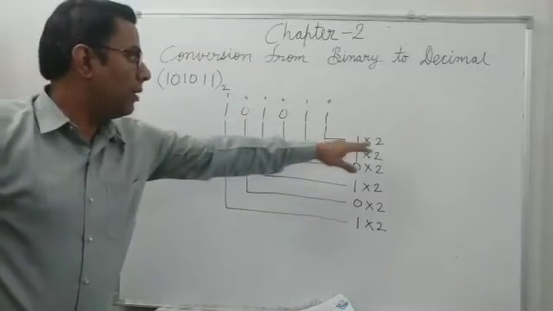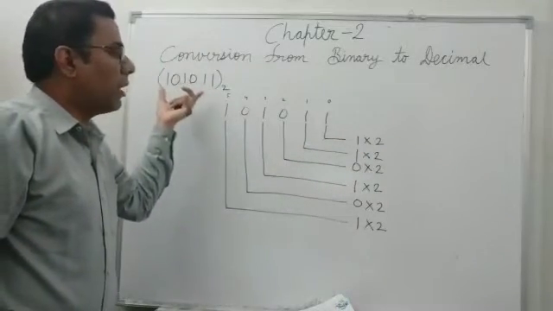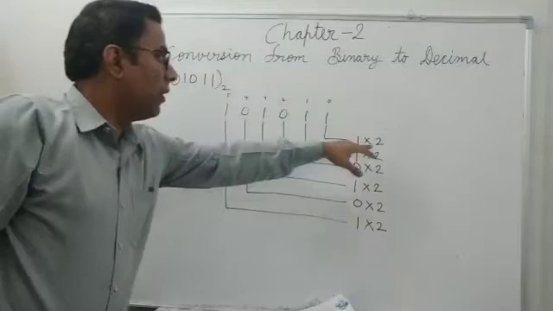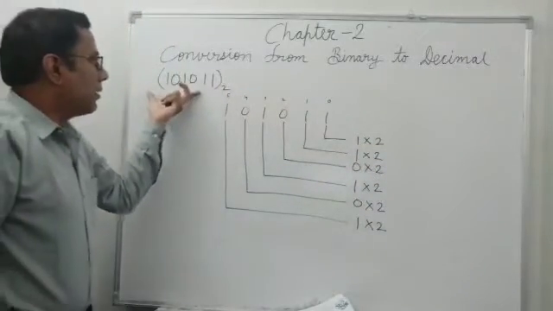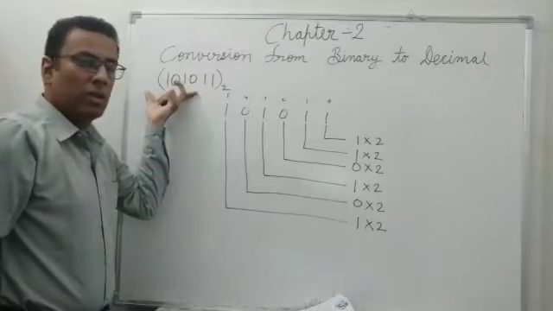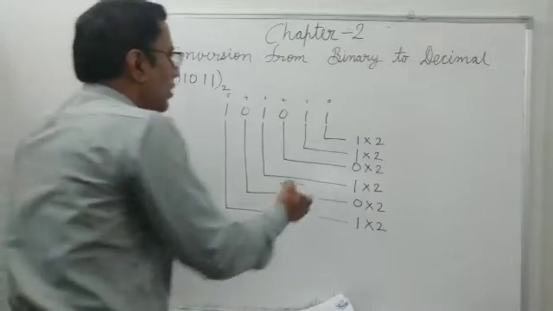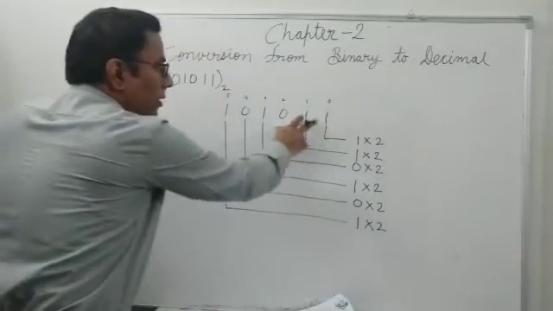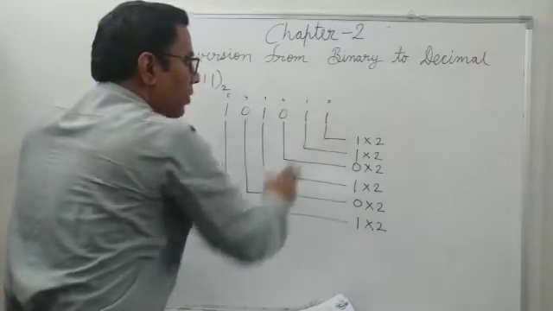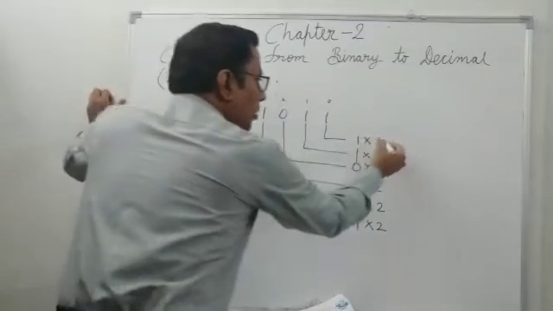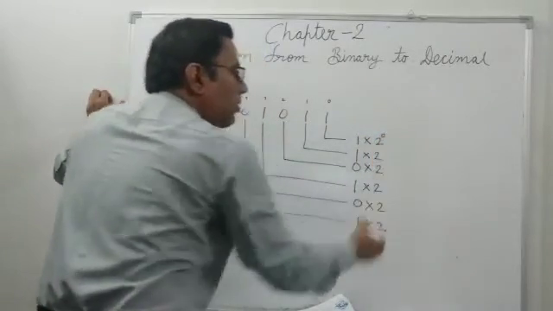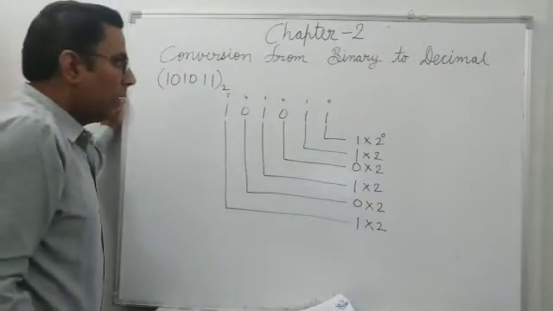This is clear? This is a base 2 system and we want to convert binary to decimal, so we will write here 2, because the binary system consists of base 2. Now the position of the first digit is 0, so you have to write 2 raised to the power 0.